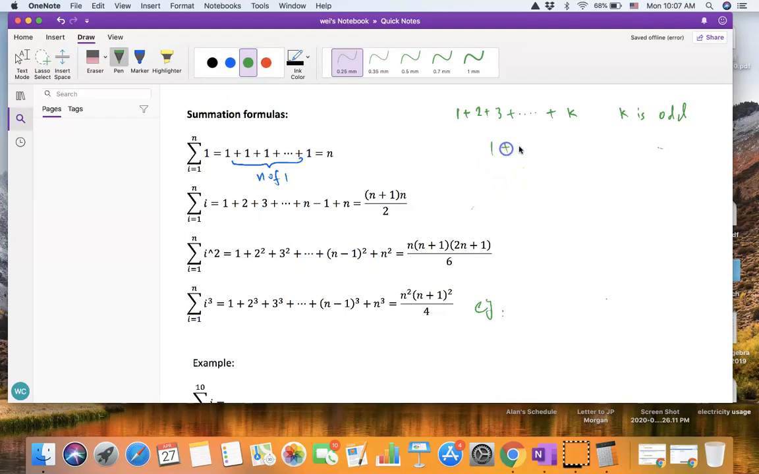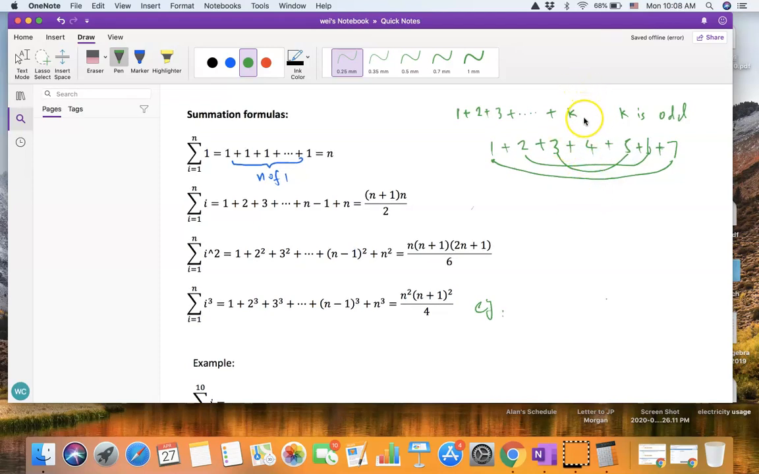Now, if k is an odd number, we cannot use this technique directly. Why? Because there is one number in the middle that we cannot pair with any other number. Like here, we can pair 1 with 7, 2 with 6, 3 with 5, but for 4 we cannot find a number to pair with.